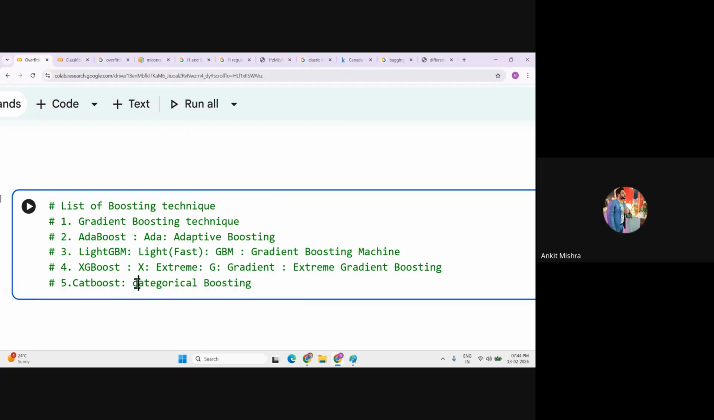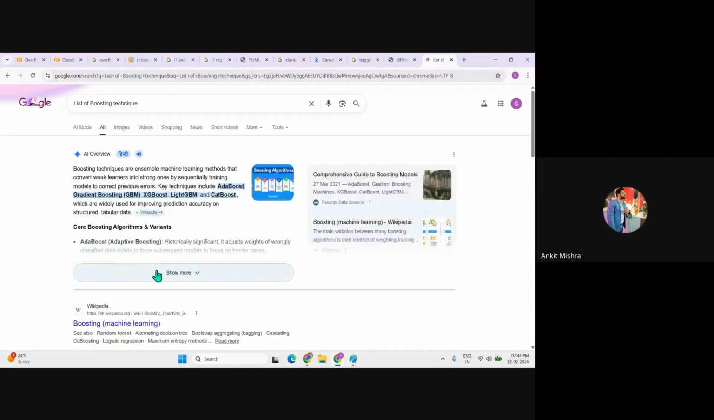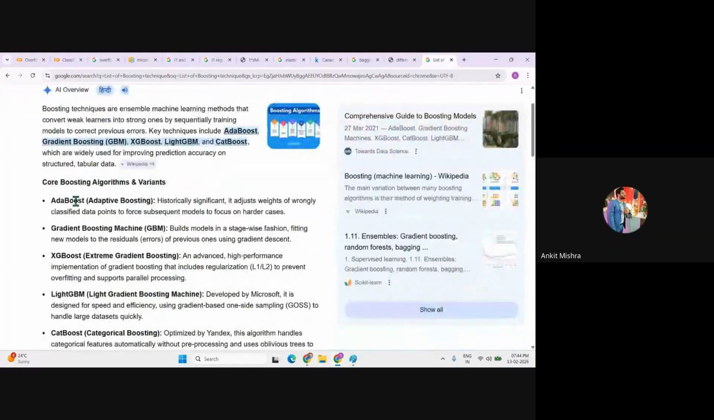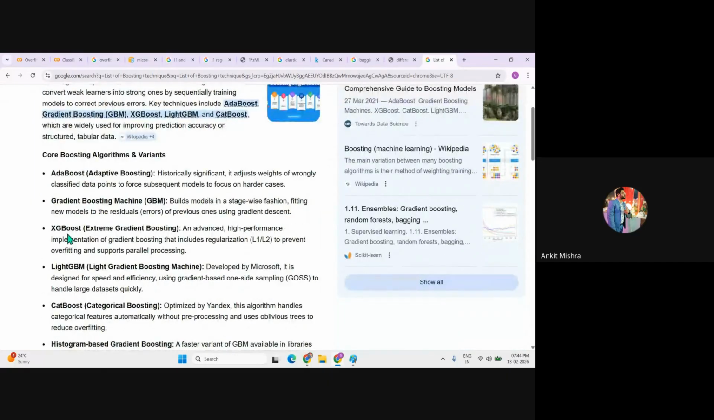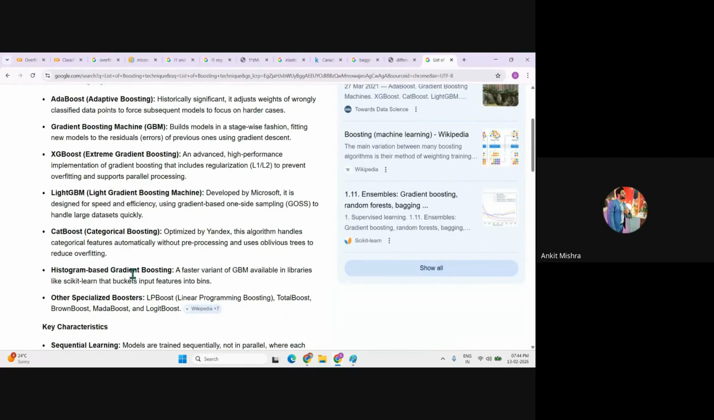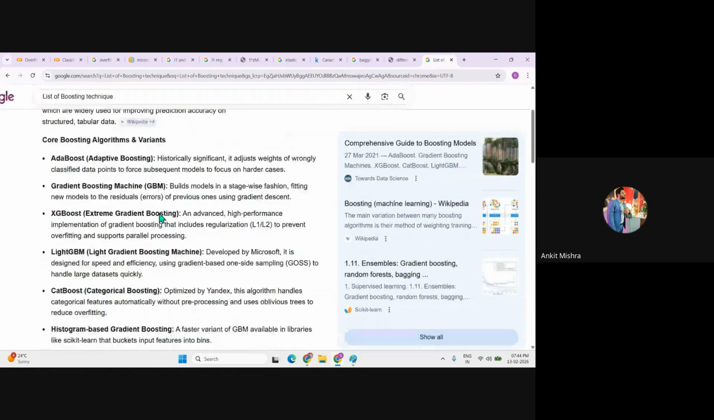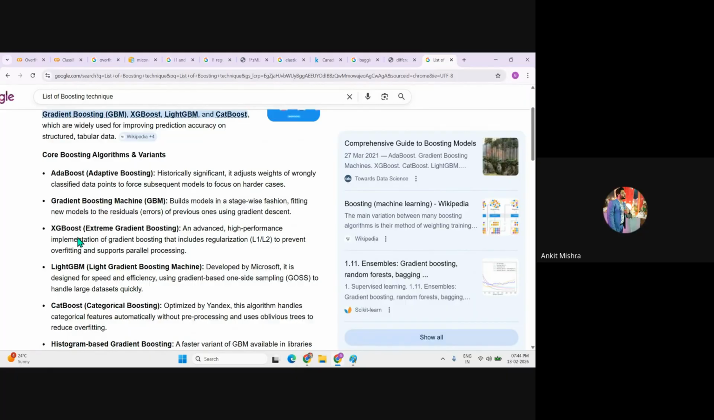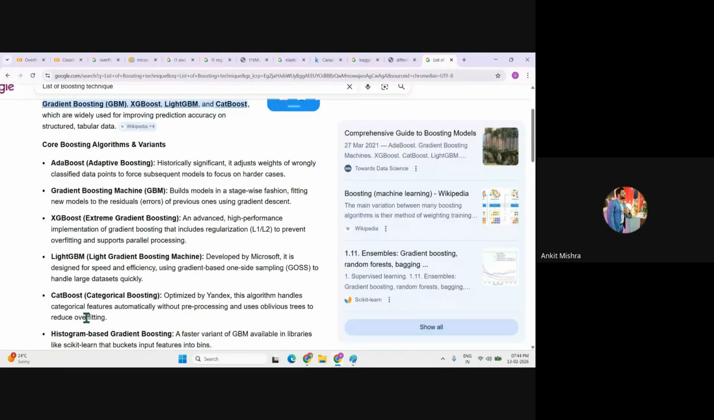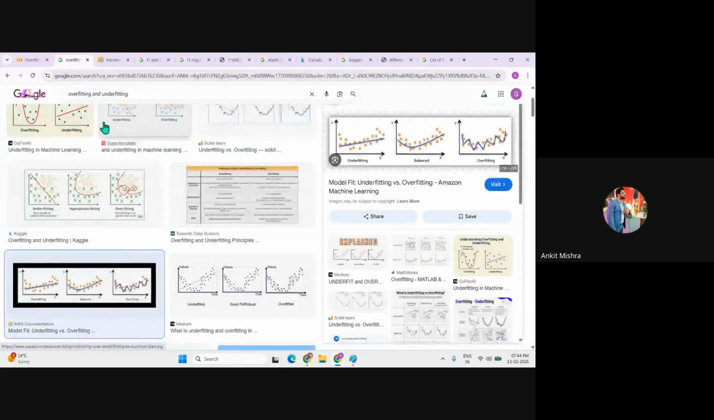So mainly we have five different types of boosting techniques. Just quickly copy this, go to Google, search list of boosting techniques, and you'll get the list of all of them: adaptive boosting, gradient boosting, XG boosting, LightGBM, and CatBoost. We have some sort of histogram boosting as well, or other different sets of boosters, right? But we generally refer to these as AdaBoost, gradient boosting, extreme gradient boosting, LightGBM, and CatBoost. Let's quickly understand each individual boosting one by one, right?